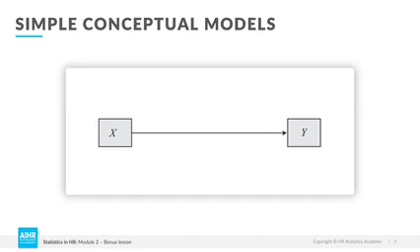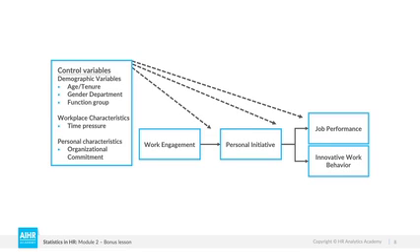The conceptual model looked like this. In this model, you see two mediation relationships. Personal initiative mediates the relationship between work engagement on the one hand and job performance and innovative work behavior on the other hand. As control variables, age, gender, department and function group were included.